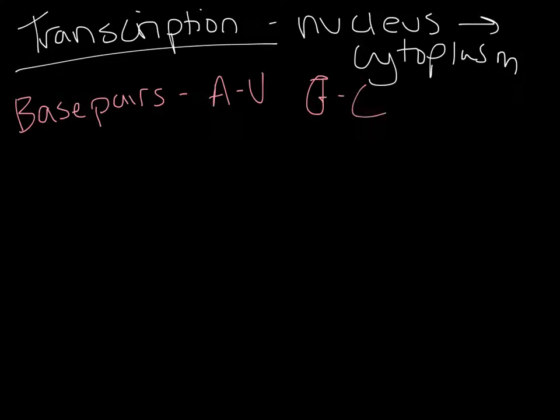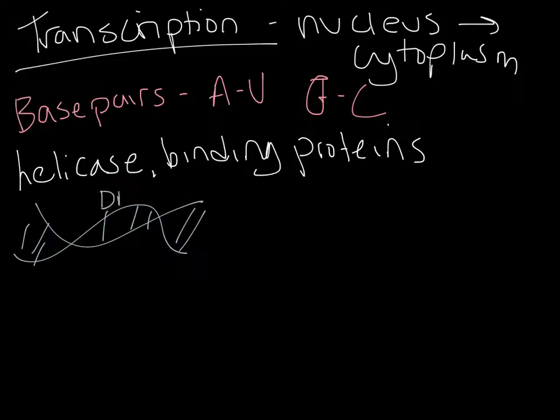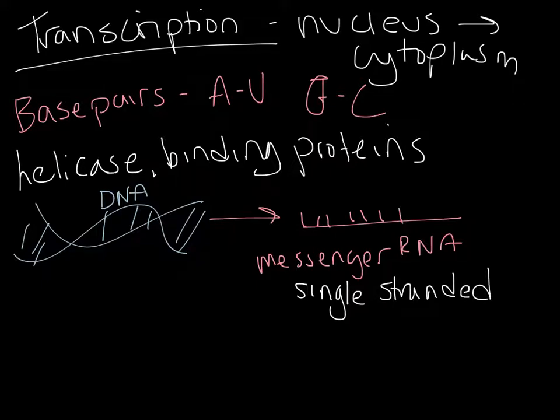So what happens during transcription? We have a similar process where a helicase unwinds the DNA, and binding proteins hold it open. From there, we're able to make a single-stranded RNA. What started out as double-stranded DNA ends up as a single-stranded RNA. This is specifically called messenger RNA because it carries the message. Because it's single-stranded, it can move through nuclear pores out into the cytoplasm.